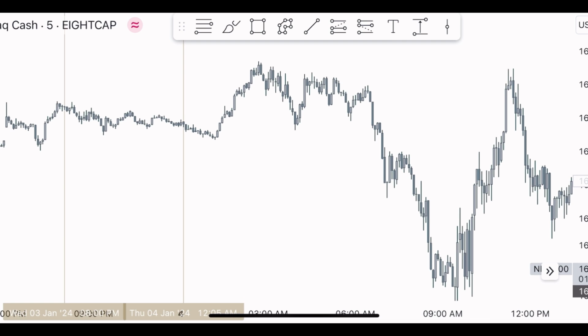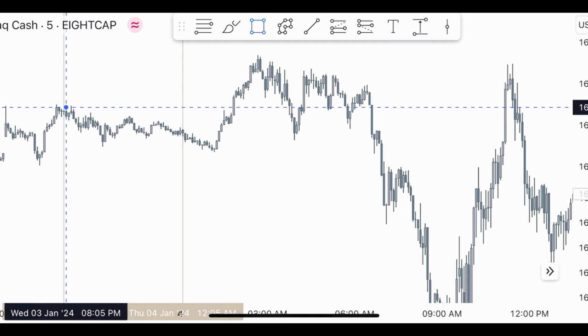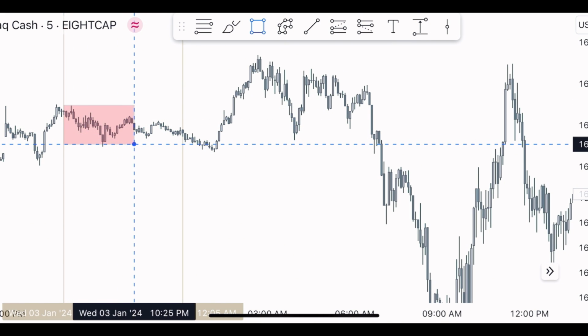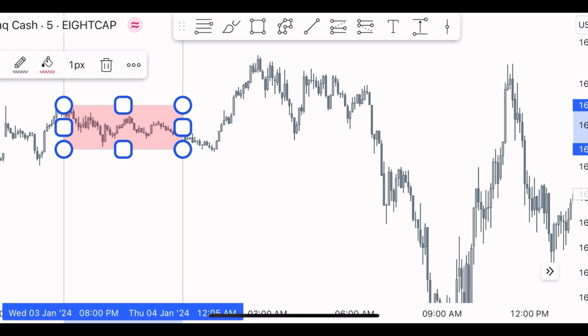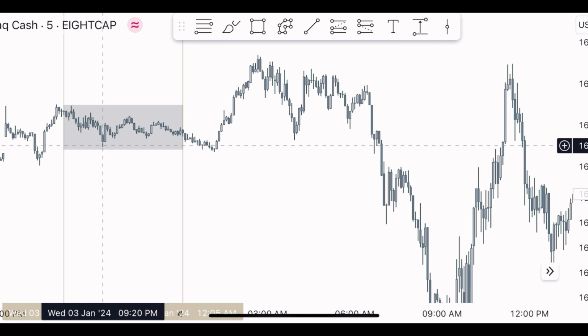So in this strategy you got to have consolidation in the Asian session, as you can see here. The price is moving up and down in this small area. So we got our first thing, which is the consolidation, and you have to mark the high and the low of this Asian session.